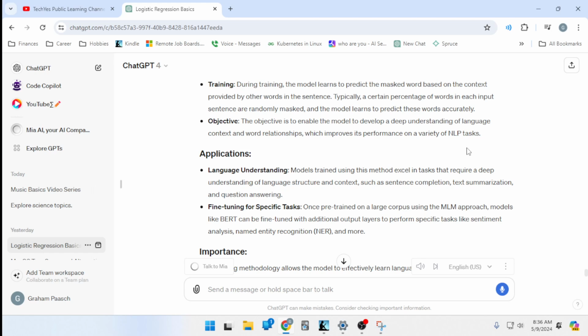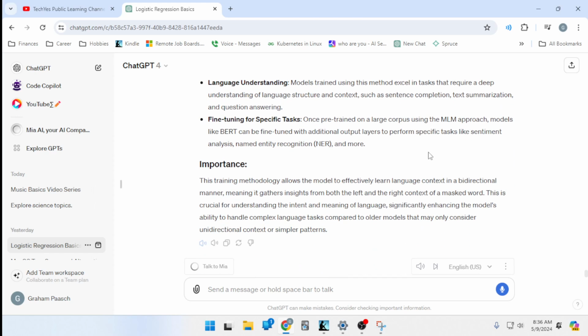Applications. Language understanding. Models trained using this method excel in tasks that require a deep understanding of language structure and context, such as sentence completion, text summarization, and question answering. Fine-tuning for specific tasks. Once pre-trained on a large corpus using the MLM approach, models like BERT can be fine-tuned with additional output layers to perform specific tasks like sentiment analysis, named entity recognition, NER, and more.